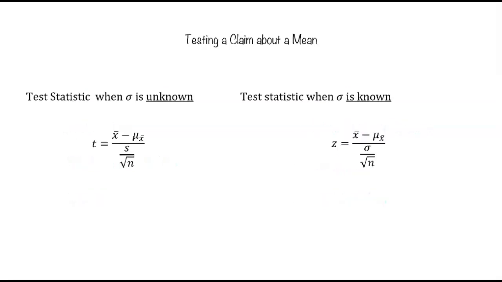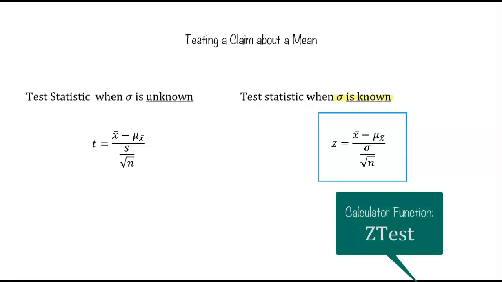When testing a claim about a mean, we have two scenarios. One option is that we might have a value for the population standard deviation. That is, sigma is a known value. In that case, our test statistic is a z, and we calculate it using this equation here. Or we can use the calculator function z-test.